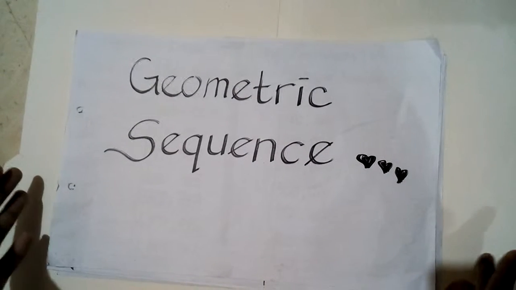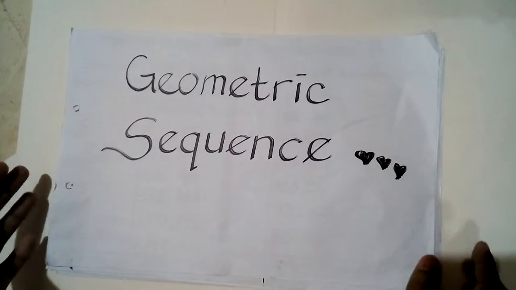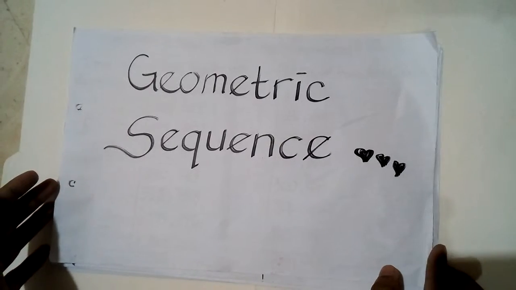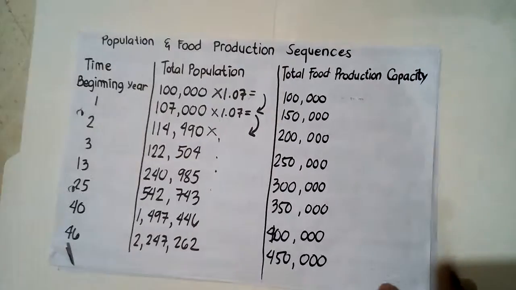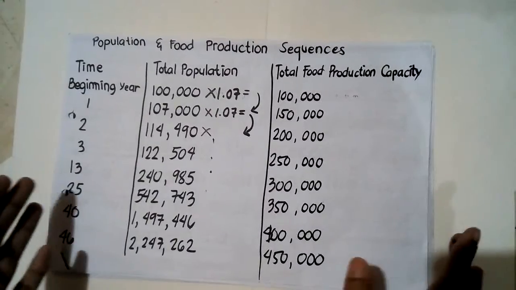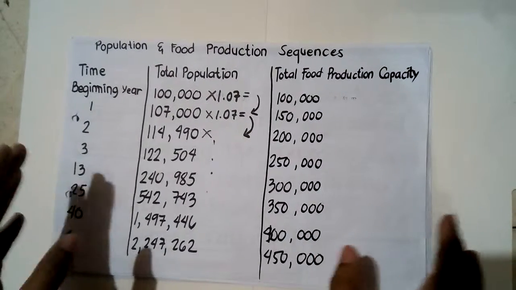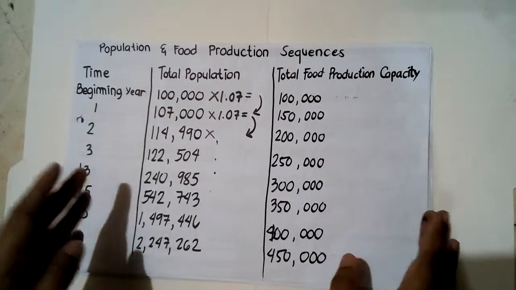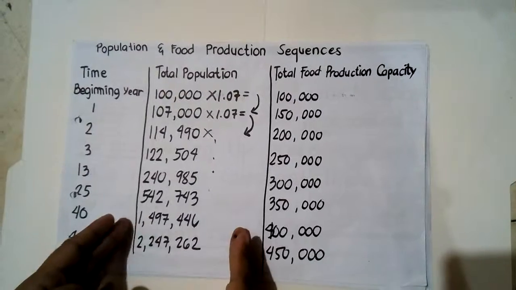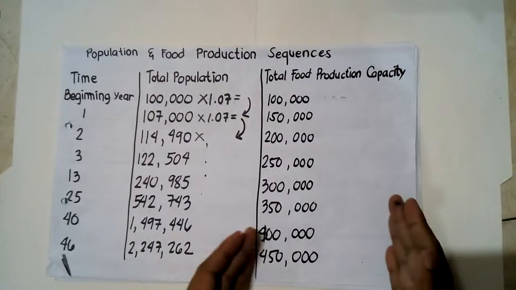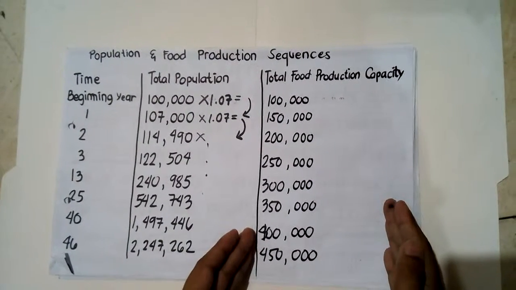I am Sisley Canillo, and today I'll be discussing a little introduction about geometric sequence. So let's start. To better understand the meaning of geometric sequence, let's first consider this table. We have here the table about the population and food production sequences. It contains two sequences, the total population and the total food production capacity.